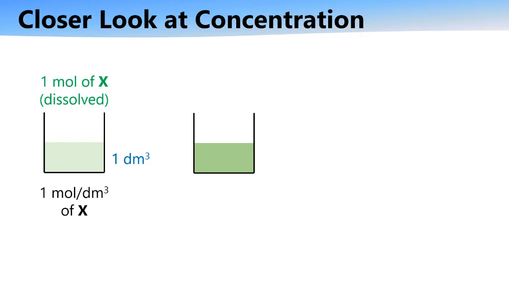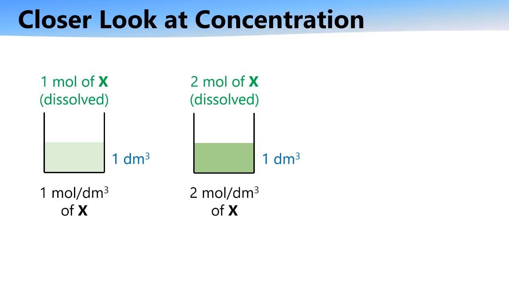Then I have a second solution. This time it is a bit darker in color. Same volume of 1 dm cube, but I dissolve 2 moles of X. So what will be the concentration? It will be 2 moles divided by 1 dm cube. So I have 2 moles per dm cube of X.